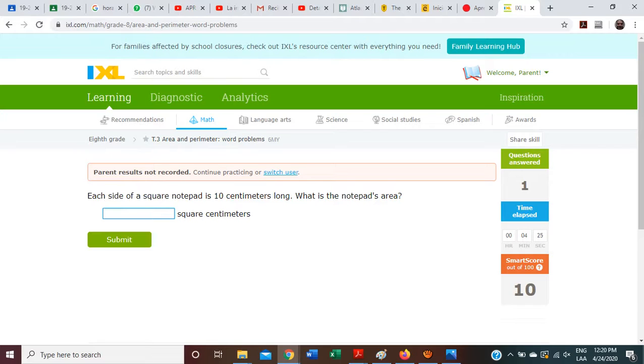Okay, now the next one: each side of a square notepad is 10 centimeters long. It's a square, all right? And each side is 10 centimeters, so 10, 10, 10, and 10. What is the notepad's area? So we just multiply 10 by 10, which equals 100.